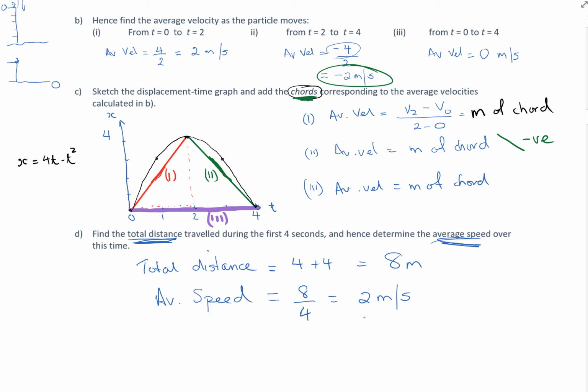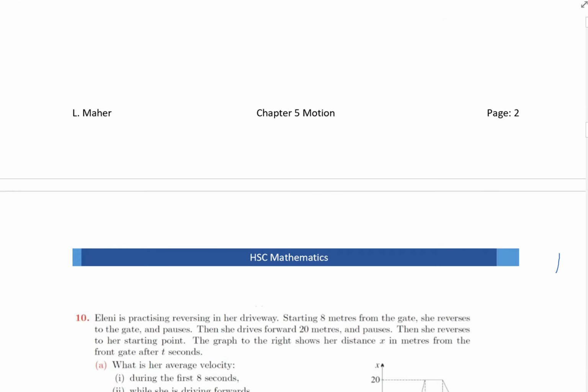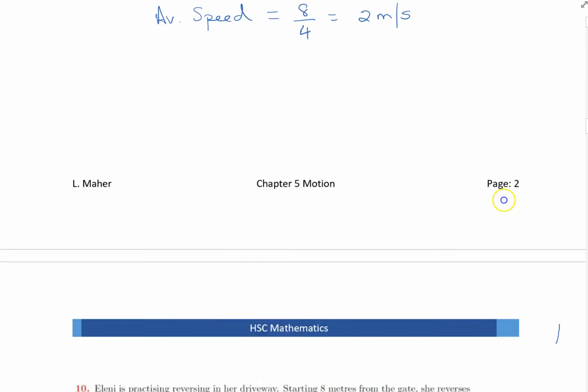Now, you can see there's a clear difference in the values, there's a clear difference in the concept. Please make sure you've made all necessary notes about the differences. I've got another example for you.